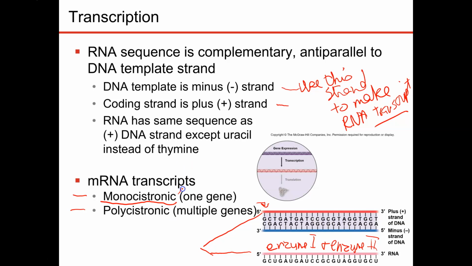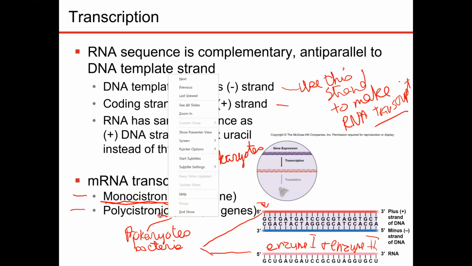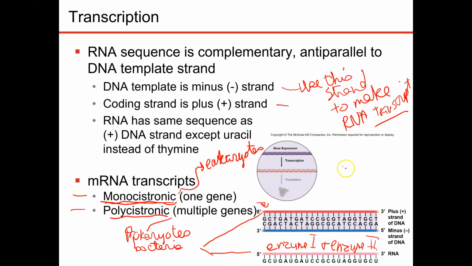Monocistronic RNA is found in eukaryotes, whereas polycistronic RNA is found in bacteria, so prokaryotes. So we typically produce just one gene for every messenger RNA, whereas bacteria produce a series of genes that work together for some function.